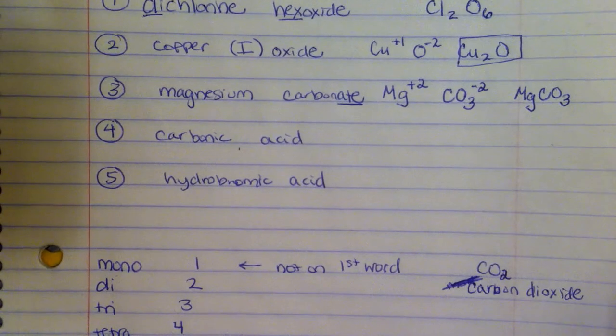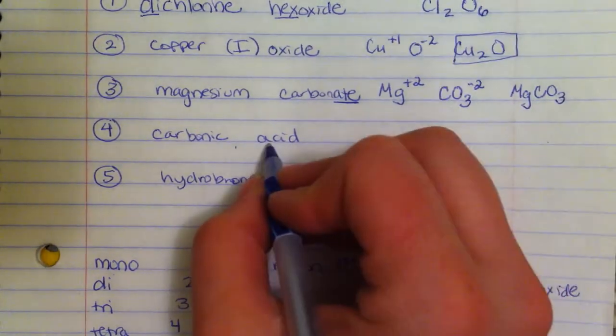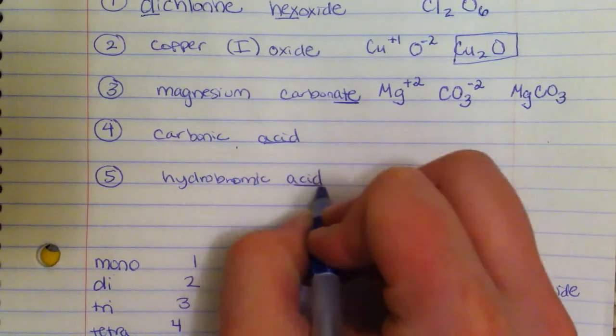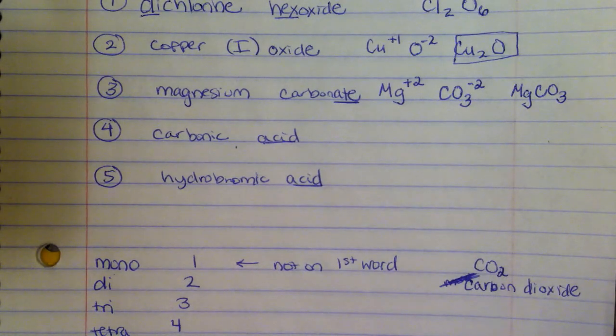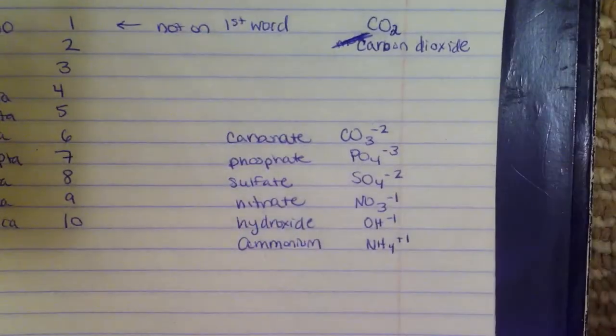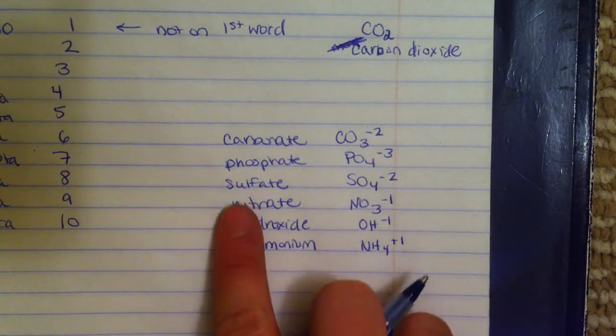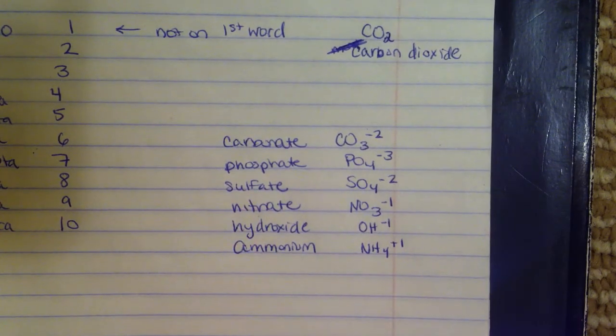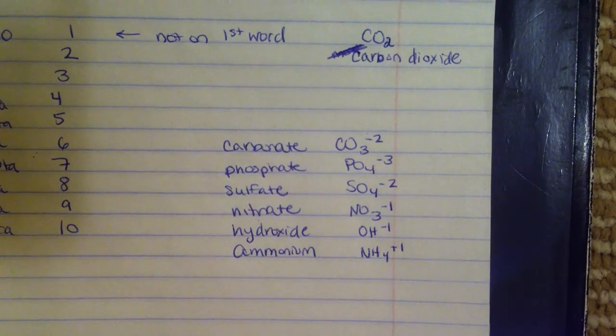Okay? The last two are tricky because we just tagged them on in the end here, but they have acids. Oh, sorry, I wanted to show you. These are the polyatomics you need to know. Carbonate, phosphate, sulfate, nitrate, hydroxide, and ammonium.